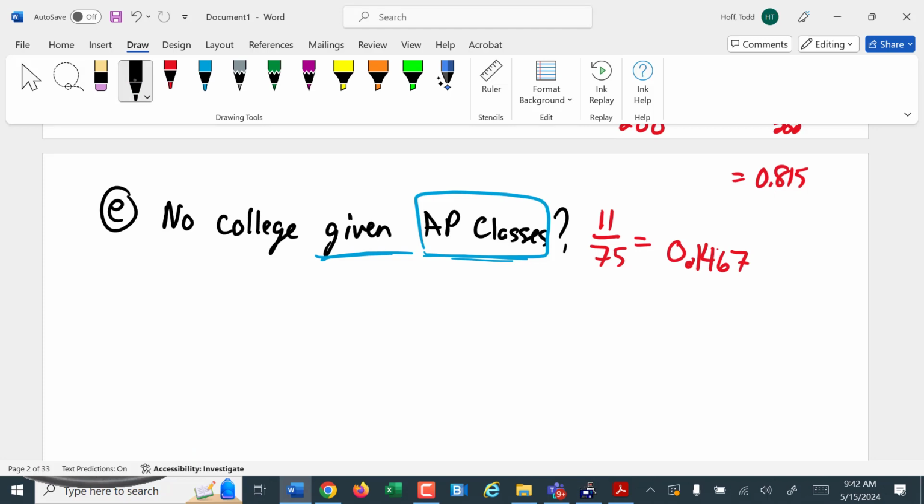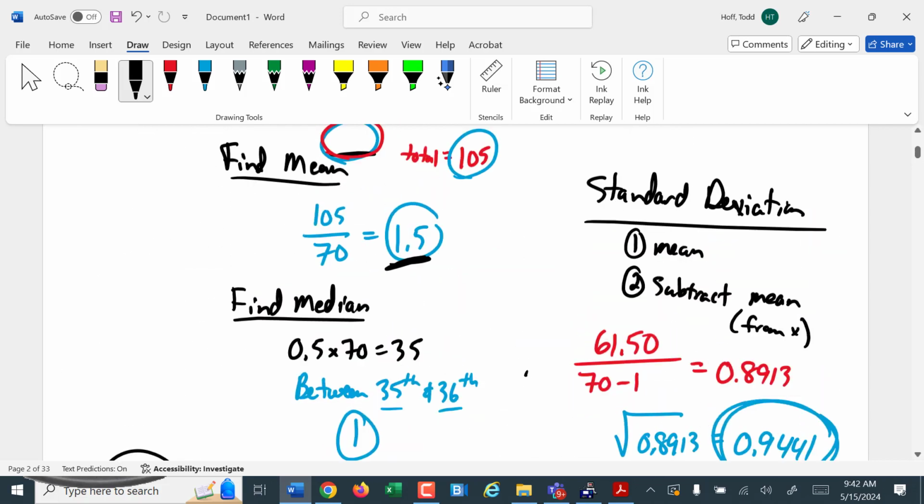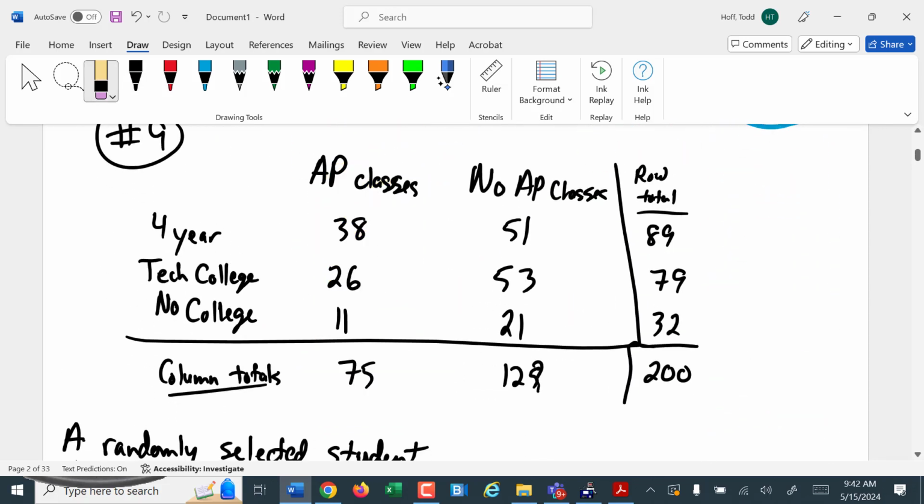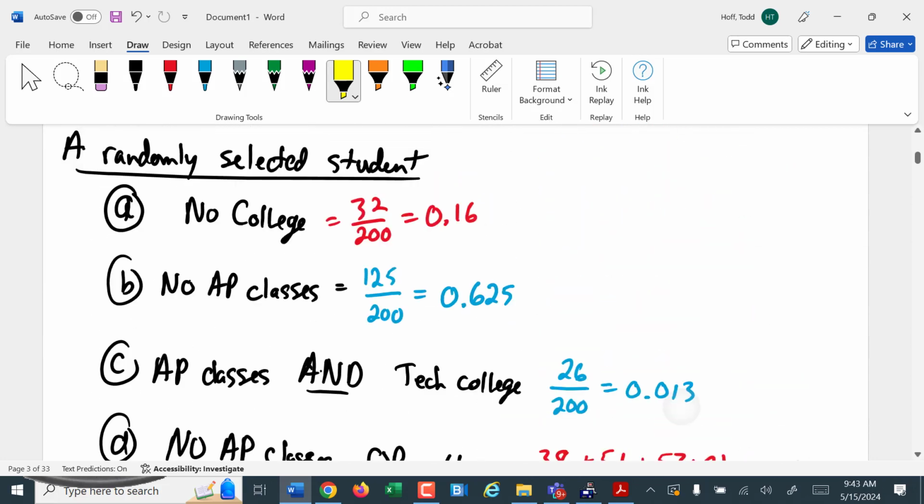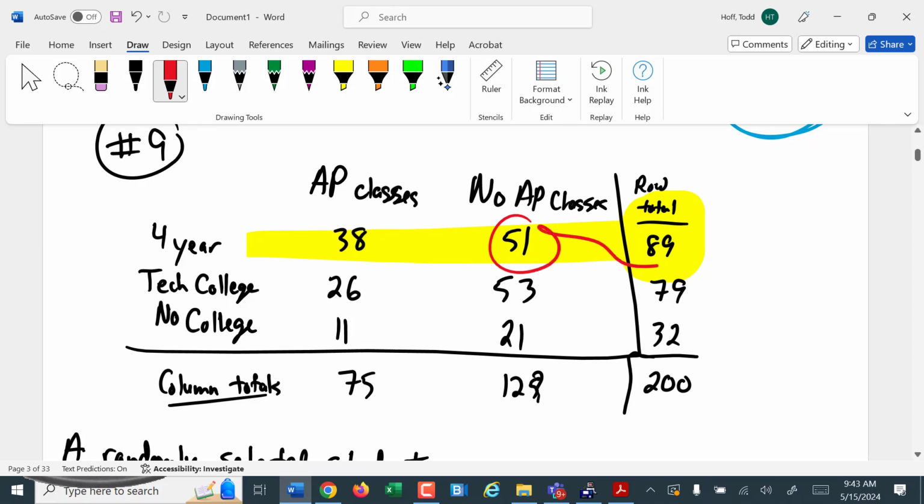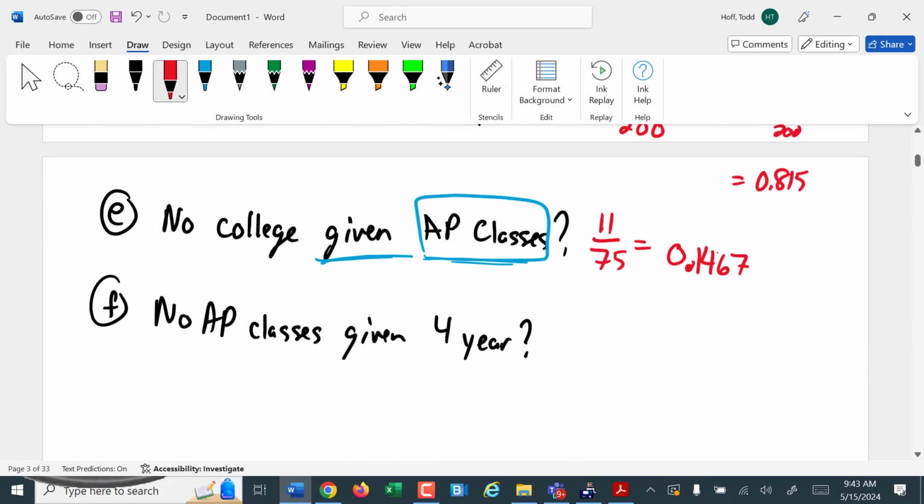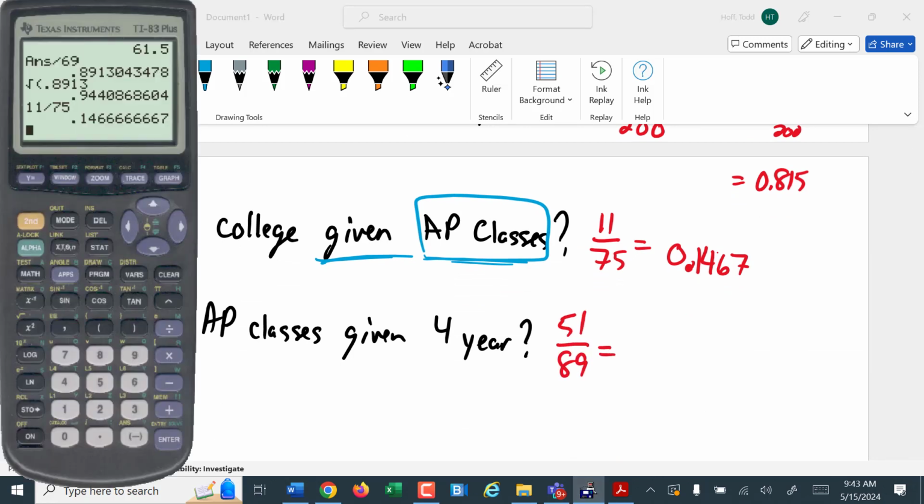Probability. And then finally, the last one, F. What is the probability that they took no AP classes given that they went to a four-year college? So again, we're narrowing down the population. We're not looking at all 200 students anymore. This time, we're only looking at those who went on to a four-year college, these 89 students. Of those 89, we want to know how many did not take AP classes. So we have 51 out of those 89 who did not take AP classes. So 51 out of 89, I'll divide that out. Gives me 0.5730.